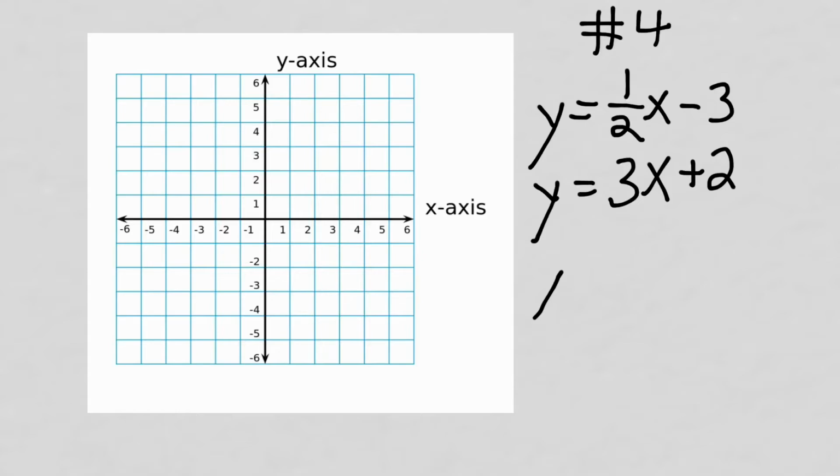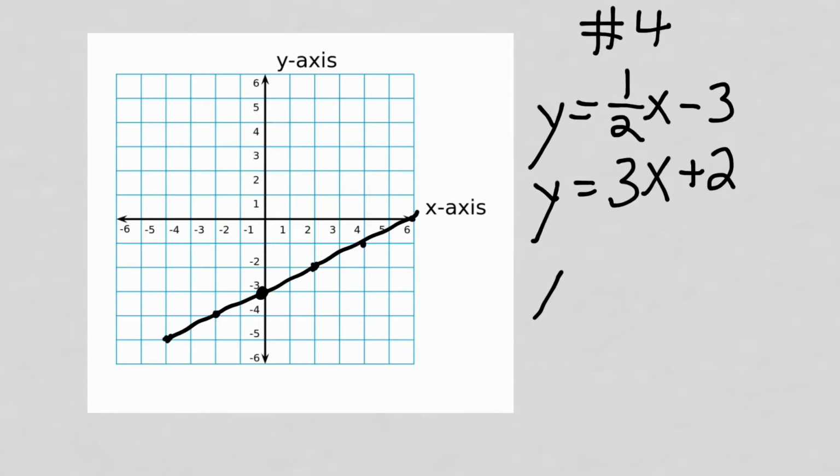I go down to my y-intercept, which is minus 3, negative 3. All right, the slope on this is a rise of 1, a run of 2. Rise of 1, run of 2. Okay, I can just keep doing that. Okay, then I connect the points.